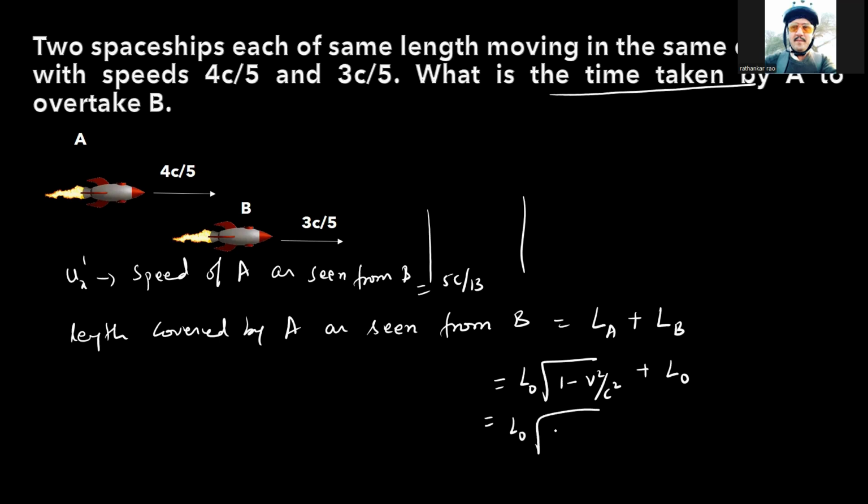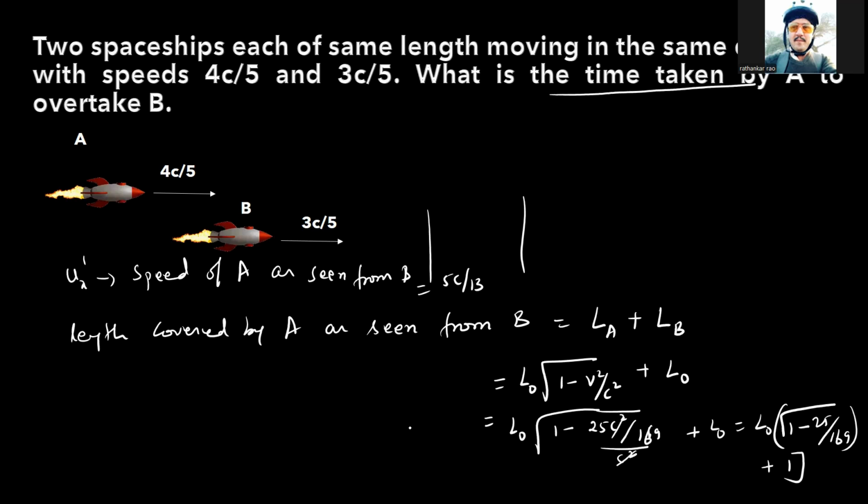I'll write L0 into the square root of 1 minus (5c by 13) squared, which is 25c squared divided by 169 c squared, plus L0. When I do this, what do I get? I take L0 common outside. This c squared and this c squared go away, and I get the square root of 1 minus 25 by 169, plus 1. I have taken L0 outside.